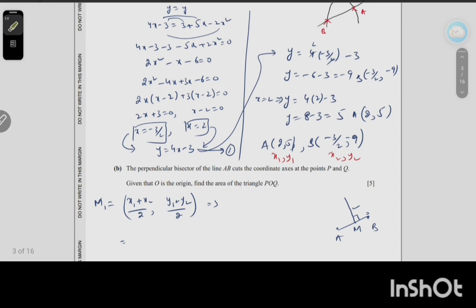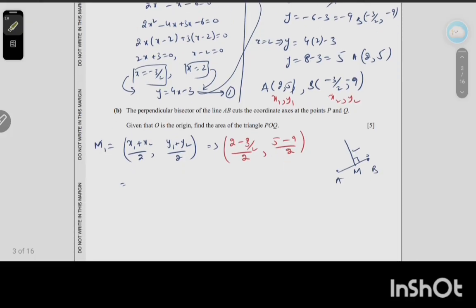Okay, now first one is x1 and x2, 2 minus 3 by 2 divided by 2, 5 minus 9 by 2. Here we have to apply this. We got the answer 4 minus 3 by 2, this will be 2, and 5 minus 9, it will be minus 4 by 2. So we get the answer 1 by 4 here, and this one is minus 2. How do we get 1 by 4? It's a very simple thing.